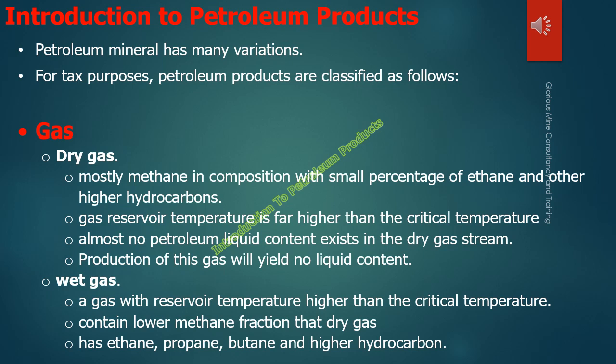2. Gas could also be classified as a wet gas. This is a gas with reservoir temperature higher than the critical temperature. It contains a lower methane fraction than dry gas and has ethane, propane, butane and higher hydrocarbons. Both the dry gas and the wet gas are from gas reservoirs, a reservoir that is pure gas at the initial reservoir temperature and pressure.